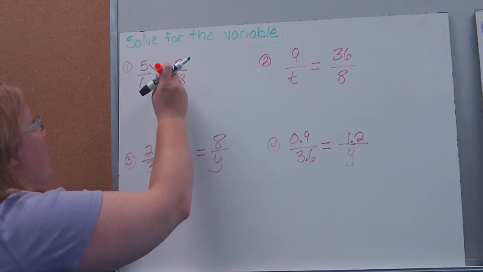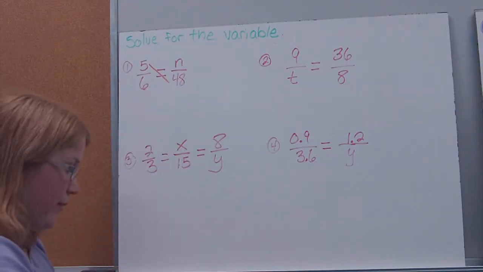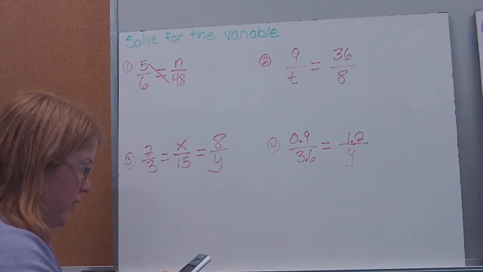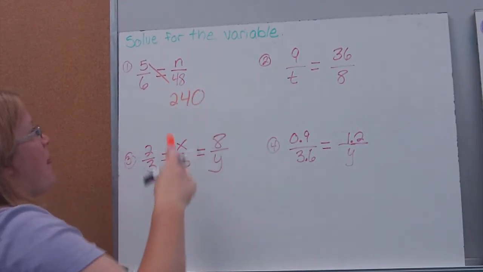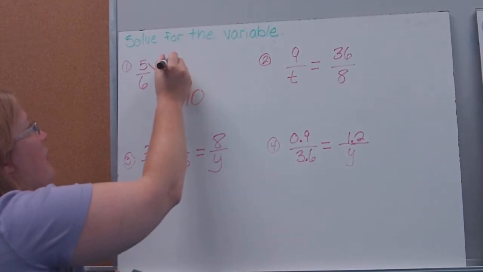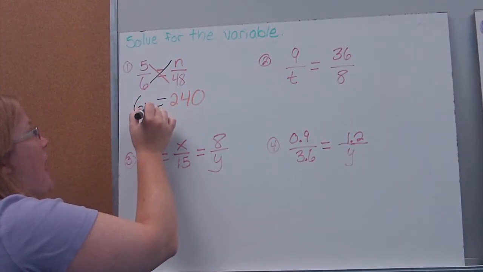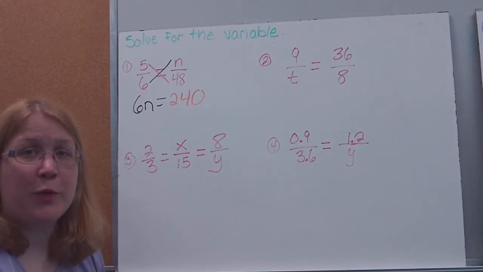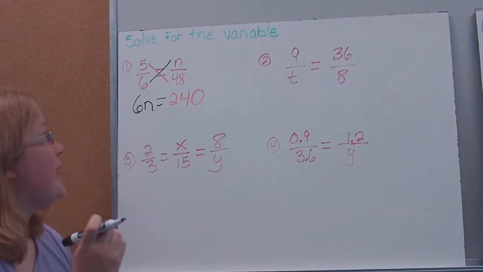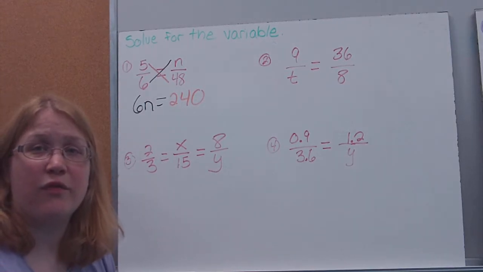So here I've got 5 times 48, which gives me 240. And on this side, I've got a 6 times an n. So now the way I've written it with my cross products, because I know they're equal, is telling me that 6 times n equals 240.